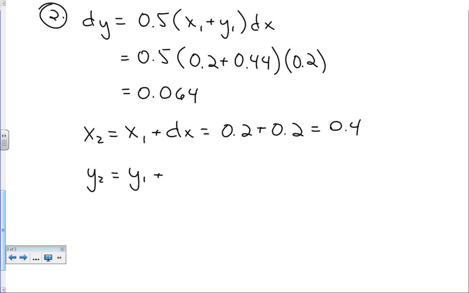y2 is going to be y1 plus dx. Oops, excuse me, it's not dx, it's dy, the change in y. And so y1 was the 0.44. The change in y, the dy we just calculated, was 0.064. So if we add those together, we get 0.504.